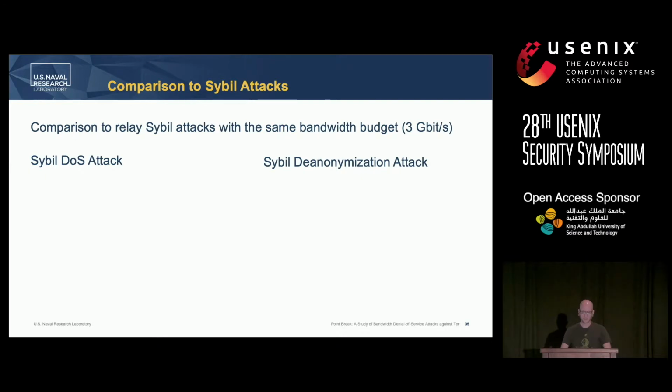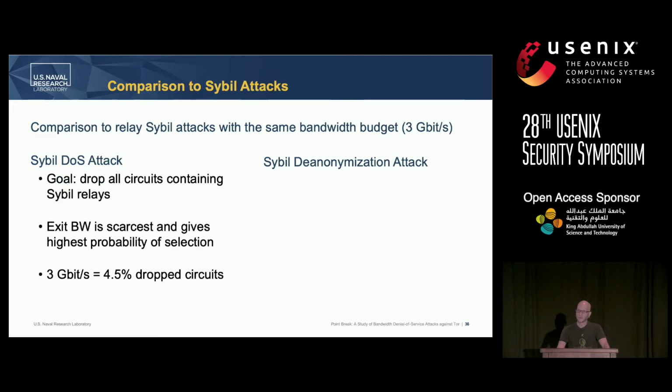So another question is, well, what if you use this 3 gigabits per second for an anonymity attack on Tor rather than a denial of service attack? So we looked at this. We compared our attacks, or how much you could do with a Sybil attack, where the attacker would use this bandwidth to run relays in the network instead, and then use those relays in a denial of service attack or a de-anonymization attack.